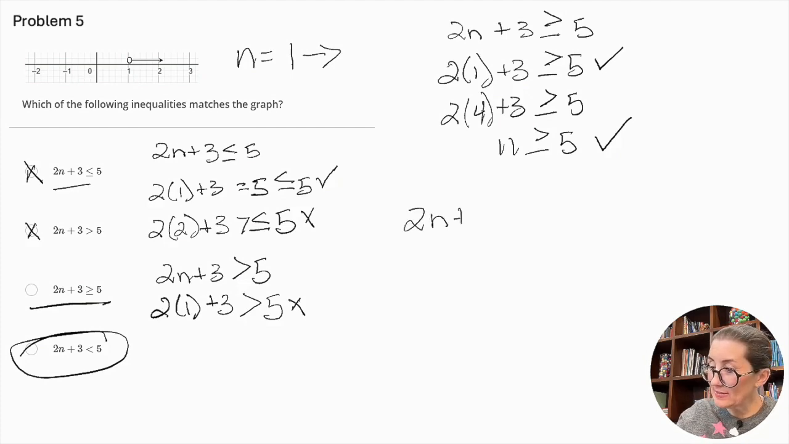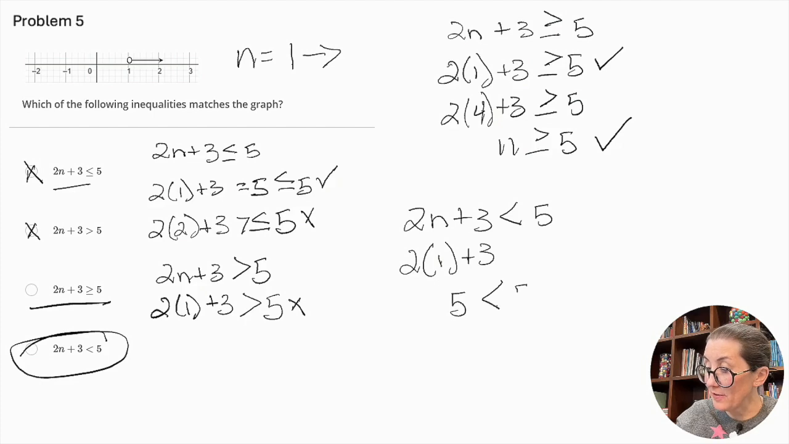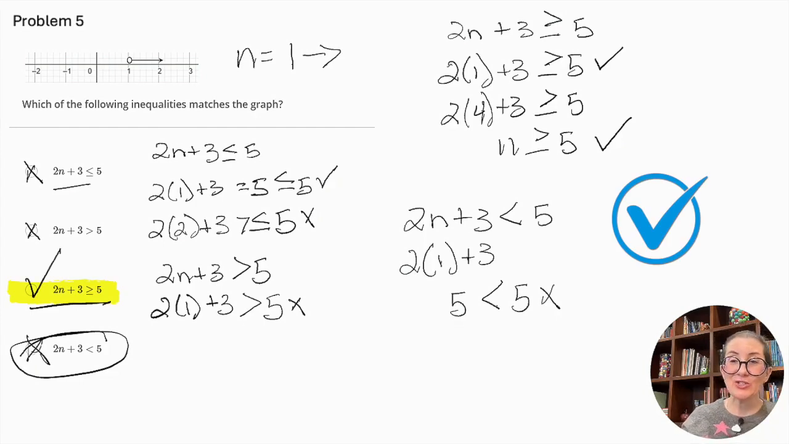2n plus 3 is less than 5. Let's use n equals 1. 2 times 1 plus 3 is again 5, is less than 5, and that's not true. So the correct answer is indeed 2n plus 3 is greater than or equal to 5.